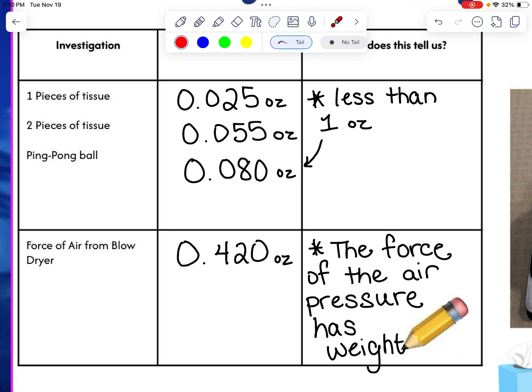So what I recorded was the force of the air pressure has weight. It is pushing upward with a force that is greater than these things are being pulled to the ground. One piece of tissue, two pieces of tissue, a ping pong ball are all very light objects. And in this case, the blow dryer is able to keep them pushed up.